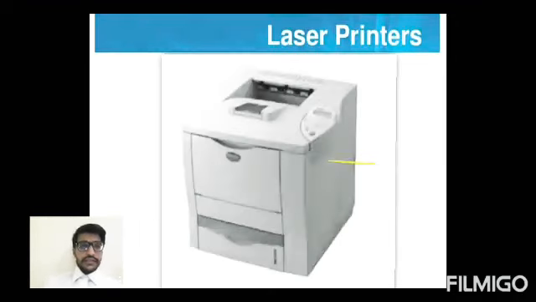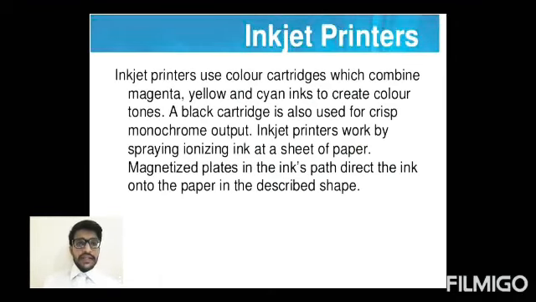And next, inkjet printer. It uses color cartridges combined with cyan, magenta and yellow inks to create color tones. A black cartridge is also used for monochrome output. Inkjet printers work by spraying ionized ink onto the paper, using magnetized plates to direct the ink onto the paper in the desired shape.